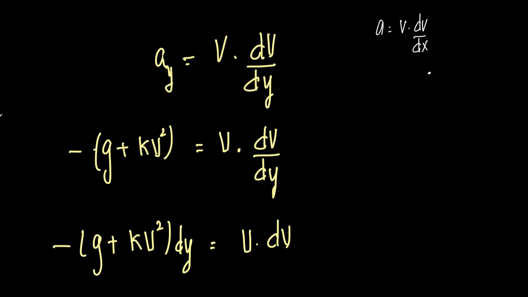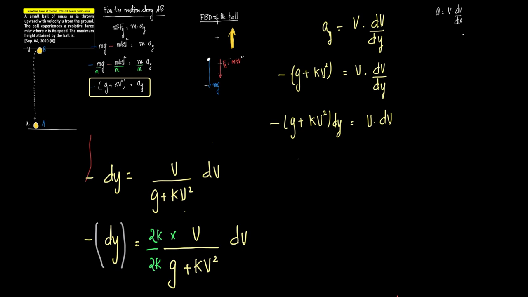Now look at this. I'm going to bring this g plus kv square to the RHS, and I'll keep dy and the negative on the LHS. So it would look something like this: we have minus dy kept here on the LHS, and I'll take g plus kv square to the RHS. So now in the RHS we have v dv by g plus kv square.